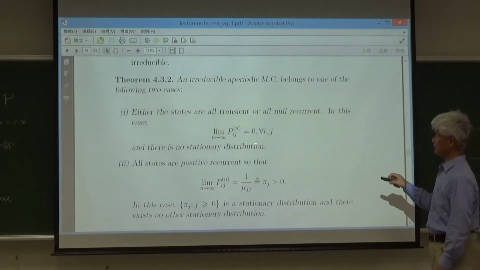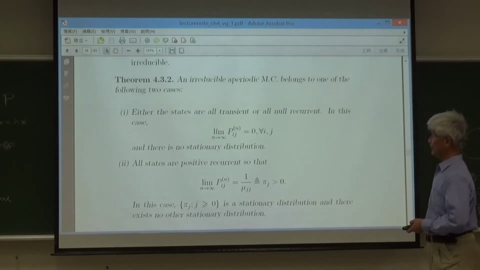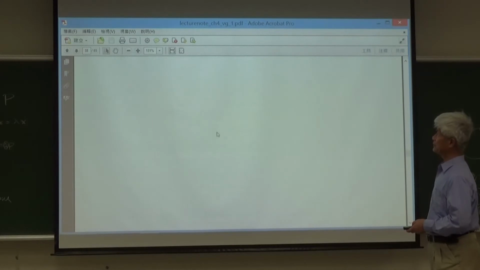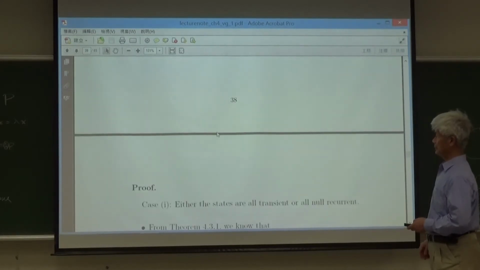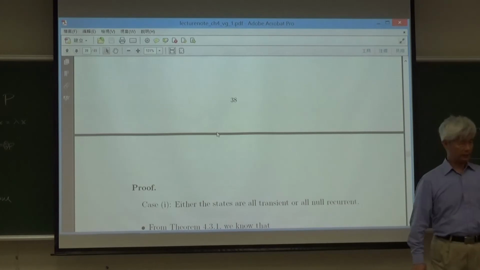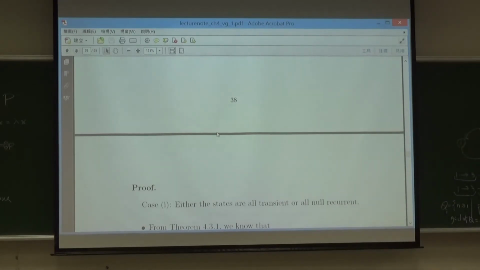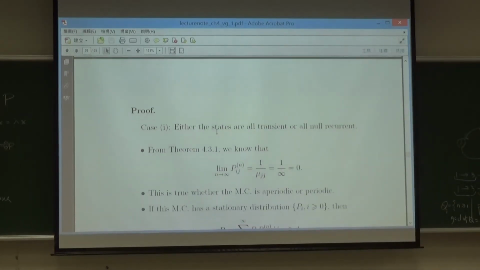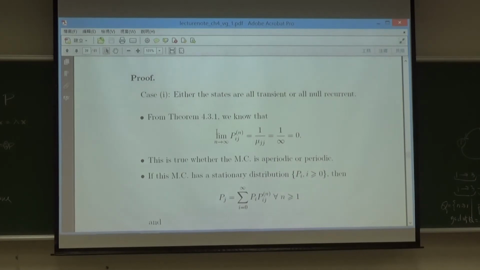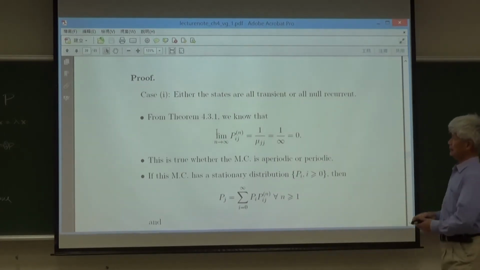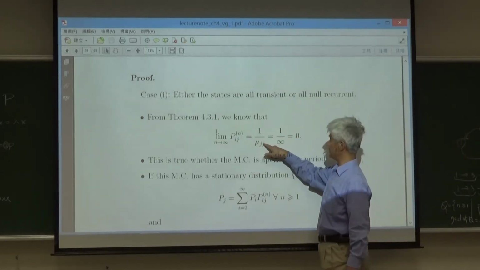Right, and we have this one. Okay, so we go to the proof. First case, either the states are all transient or non-recurrent. Now we apply our limiting theorem. In theorem 4.6.1, we know that this limiting probability is equal to 1 over mu jj.